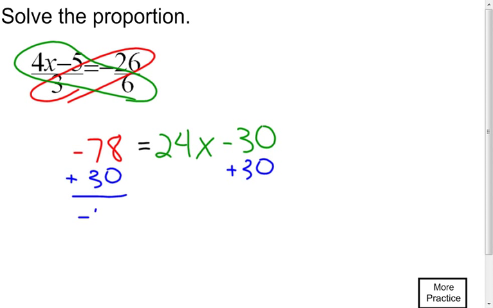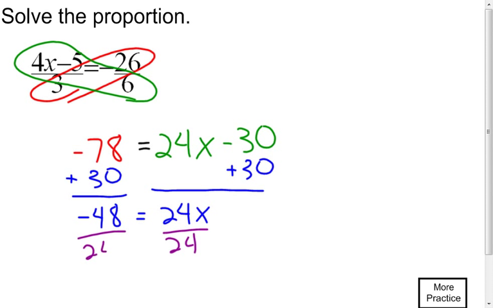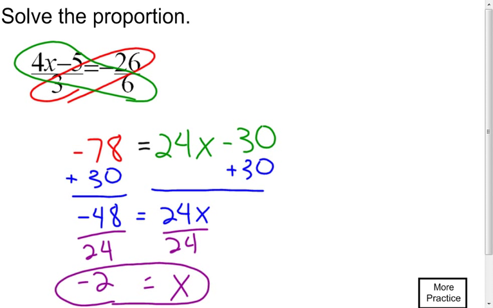Now I end up with negative 48 over here, equal to 24x. Divide both sides by 24, and I find out that my x value in this proportion is negative 2. I have solved my equation, or I have solved my proportion.